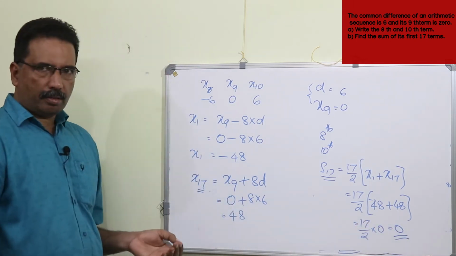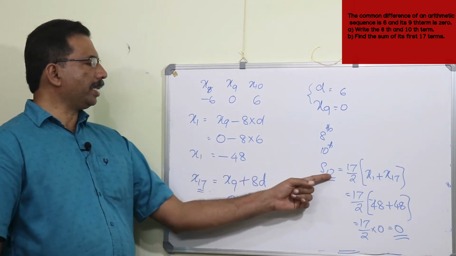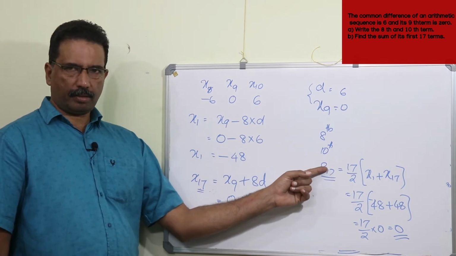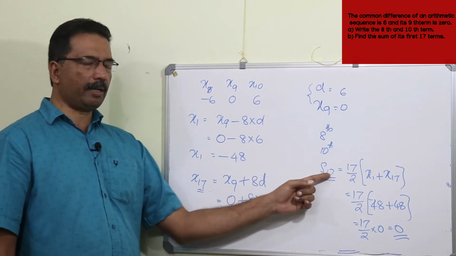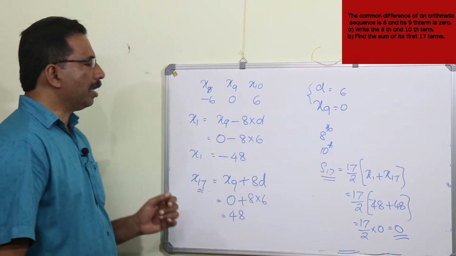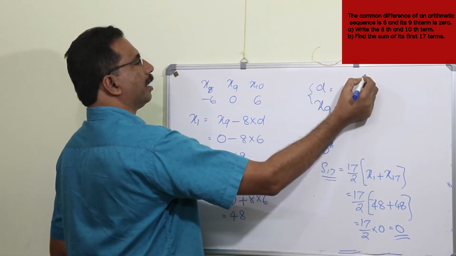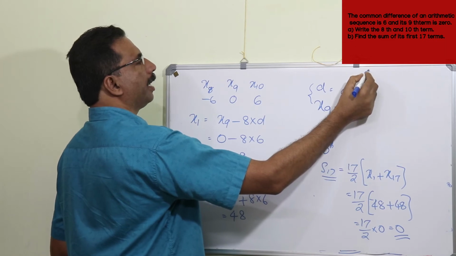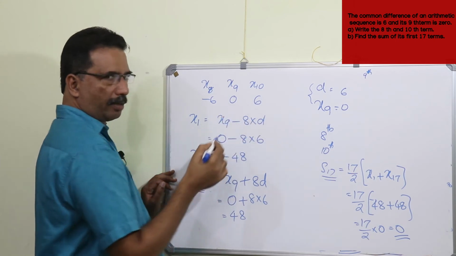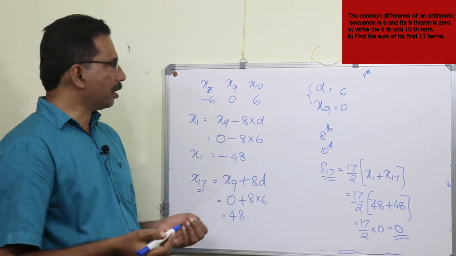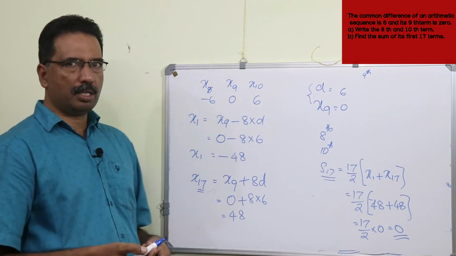The second method is a simple method. We know that the sum of the 17 terms, as 17 is an odd number, is the middle term into the number of terms. What is the middle term of 17 terms? The middle term of 17 terms is the ninth term. Therefore, the sum is equal to the ninth term into the number of terms. The ninth term is 0. Therefore, 0 into 17, that means 0. The sum of the first 17 terms is 0.